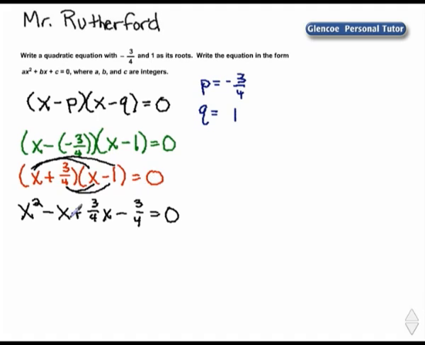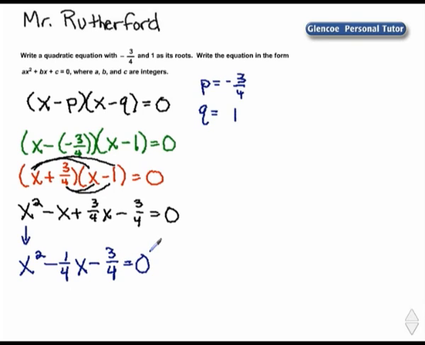Now we need to simplify by adding any like terms. X squared will come down. Notice -x and 3/4 x are like terms. -1 plus 3/4 is -1/4, so therefore we'll have -1/4 x. So this will read x squared minus 1/4 x, and then minus 3/4 equals 0.